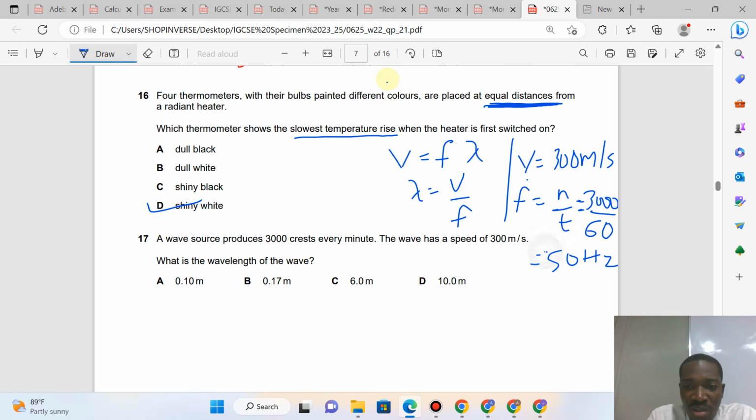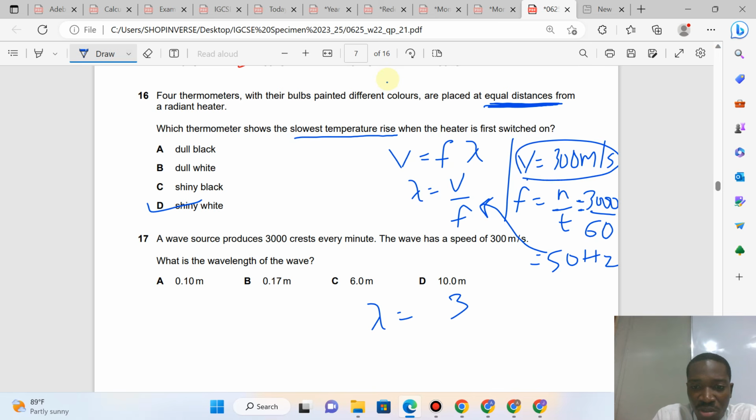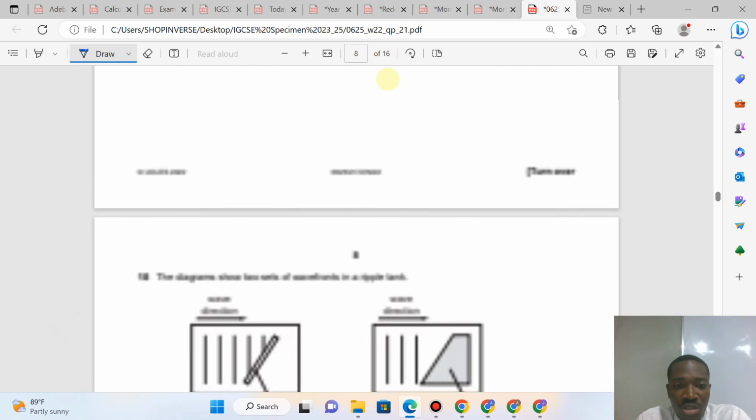Now you substitute this value into the expression for wavelength. So we have wavelength is the speed. The speed is 300 meters per second. So we have 300, okay? You know, it is speed divided by frequency. What's our frequency? Our frequency is 50 hertz. 300 divided by 50 will give us 6 meters, 6.0 meters. That makes option C the correct answer to question 17.